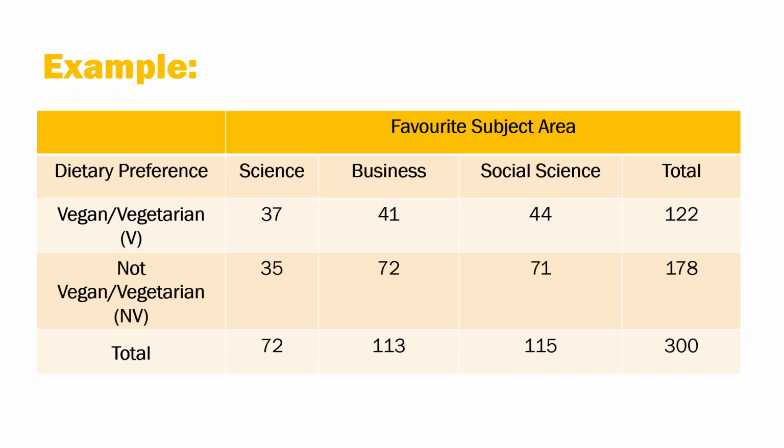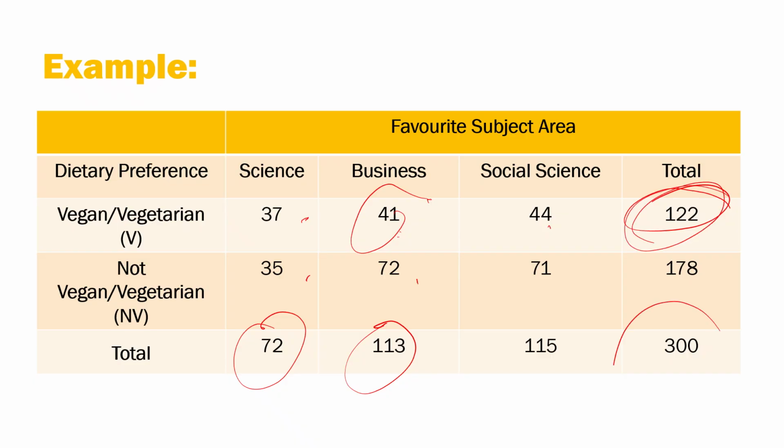Now, a couple things I want you guys to note right away is that we've got totals. Okay, so add 37 and 35, it's 72. Business is 41, plus 72 is totals, right? And then we also have a total here. So 37 plus 41 plus 44 is 122. This number here, the 300, is your grand total. That is your N.